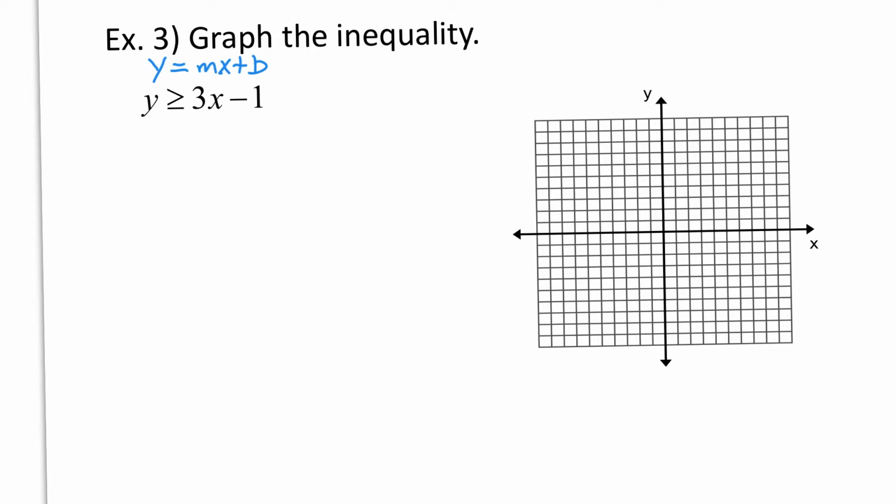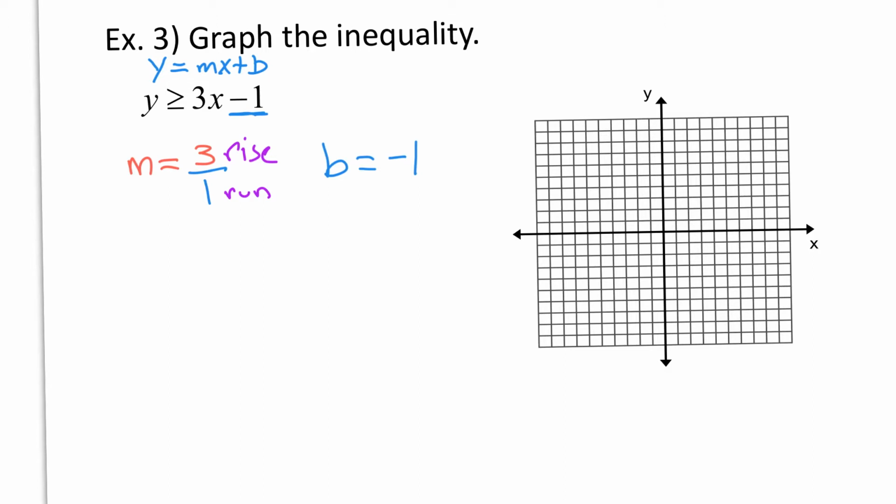So my slope, since y is by itself, I know my slope is the one with the x. So I do have a 3, and remember that my slope is rise over run. So when I have a whole number, I have to make it a fraction, and I need to know which one is my rise and which one is my run. So the top is my rise, and the bottom will be my run. I go up 3 and 1 to the right. My y-intercept, b, is going to be the number with no x. So this number here, minus 1, is your y-intercept.